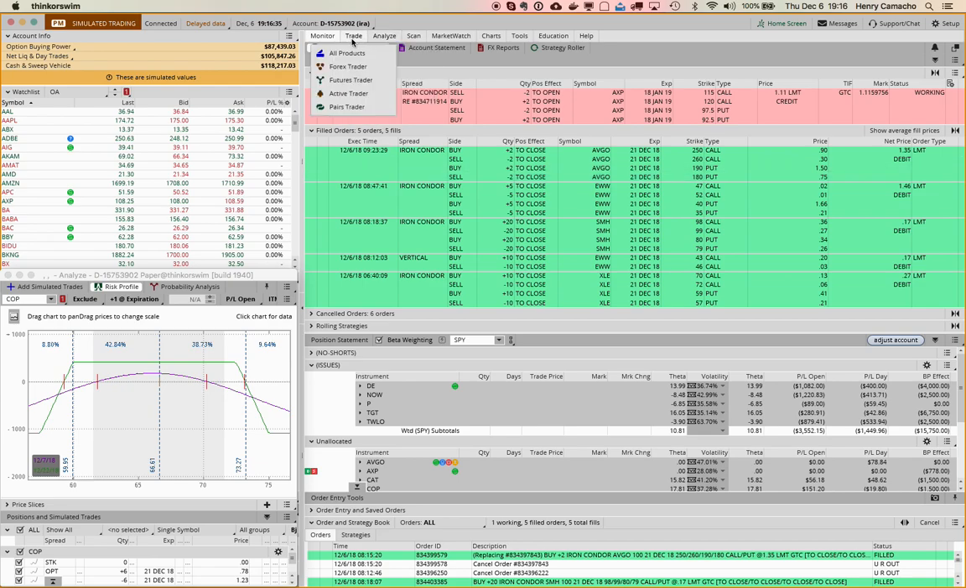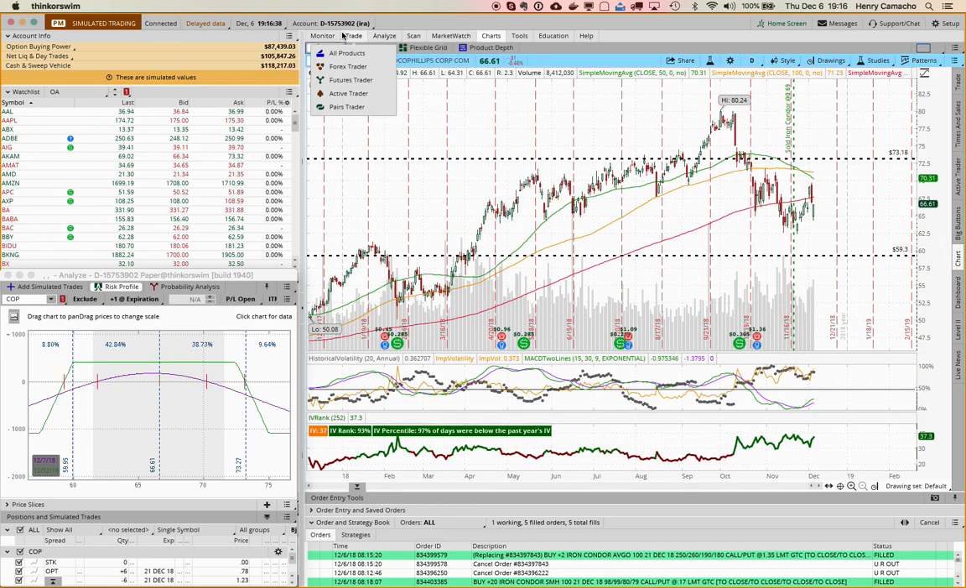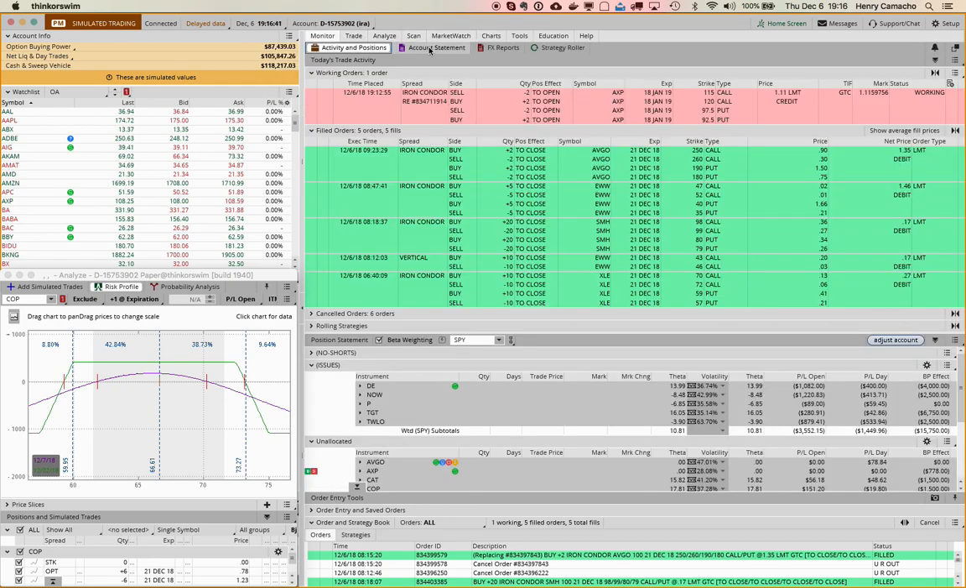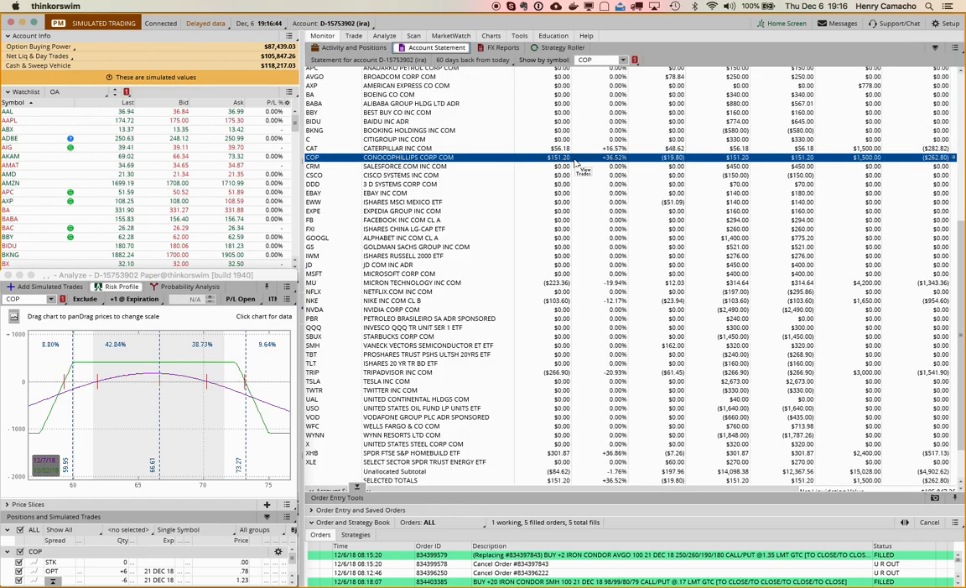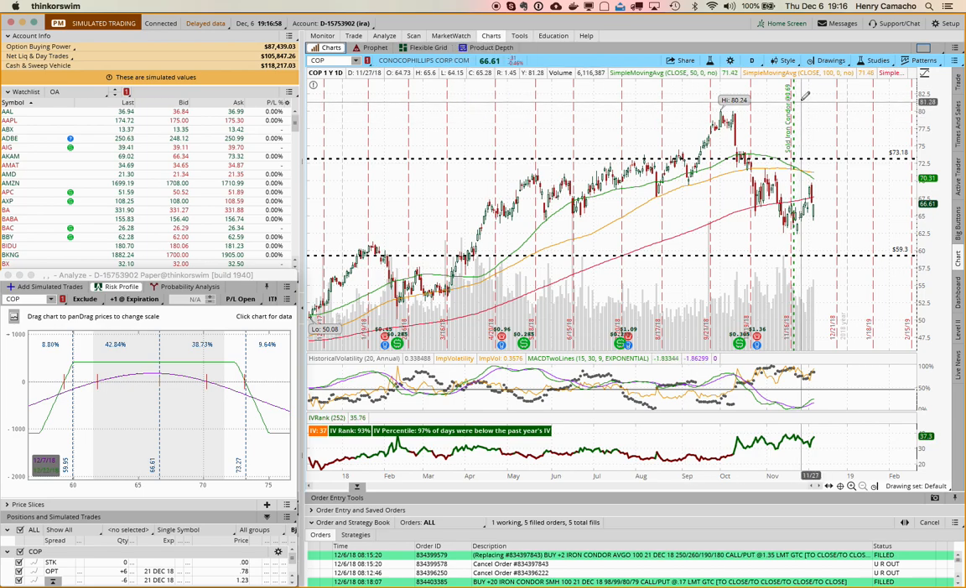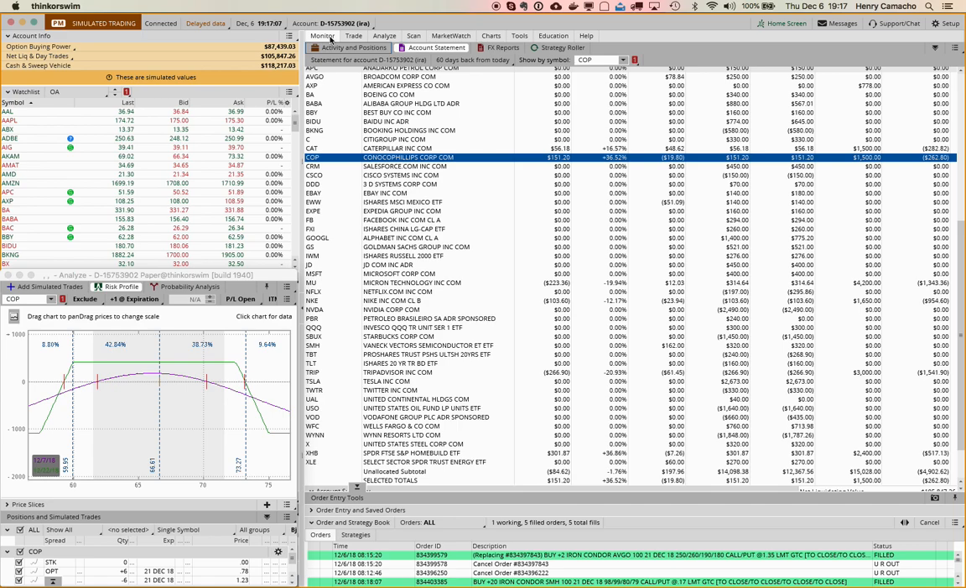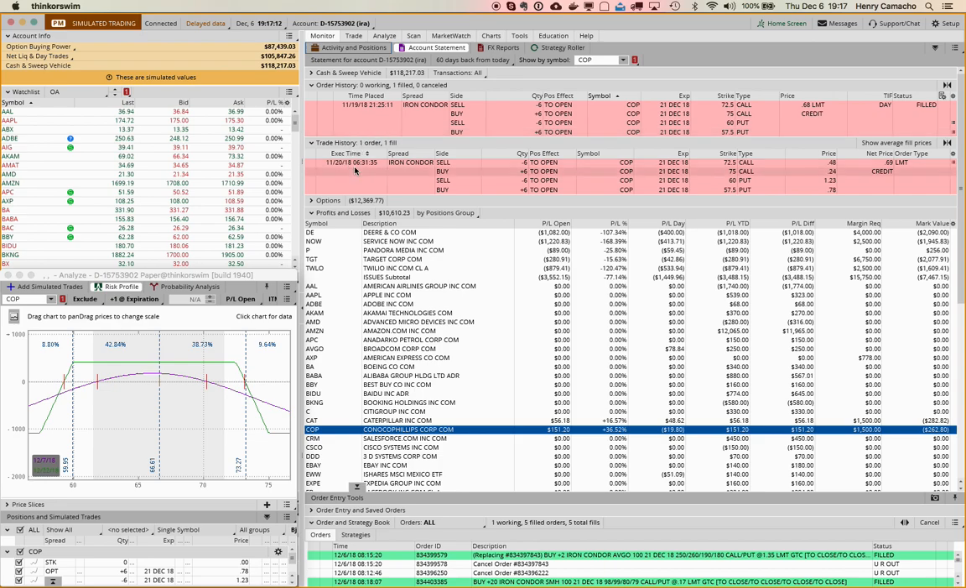But let's say we wanted to put something on for COP. Looks like if I go back to account statement, COP, ConocoPhillips, is an iron condor, so we want to take profits at 50%. So let's see if we've tracked this. I put it in at 69 cents is what the order went in on. If I want to verify that, I go back to monitor and account statement, go back up to trade history. Should be able to also find the 69 inside my trade history.